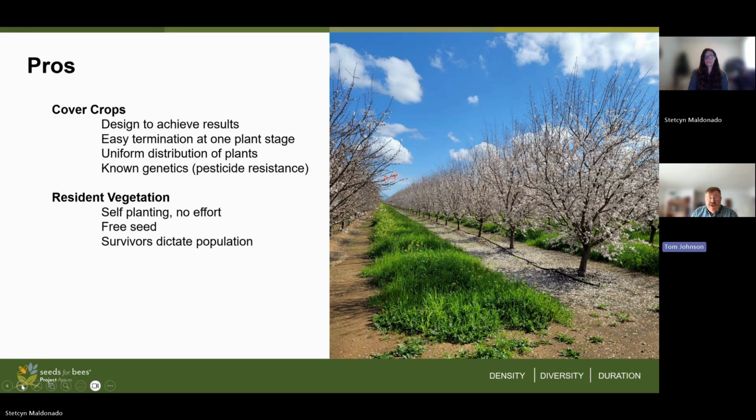So there's pros and cons, of course, to everything on this type of thing. So the pros of a cover crop is you can design what you're going to use to achieve a result that you need. You want better water infiltration, or you wanted better soil fertility. You could use singular plants or blends of plants that will promote that. We just discussed the easy termination at one plant stage. You planted it, it's all kind of about the same size, same period in its life. When you hit it with whatever you're going to hit it with, it's all going to react about the same.